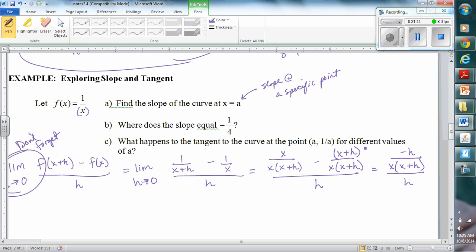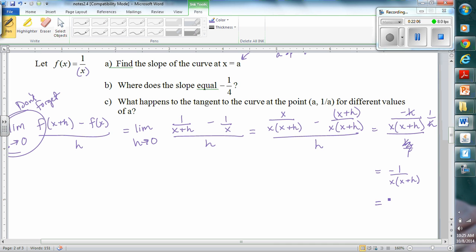All right, so just a little bit of algebra. Be careful. What's going to happen? We have a fraction over a fraction, so we can flip and multiply, which means the negatives cancel out. So we get negative 1 over x times x plus h. Can I plug in 0 yet?